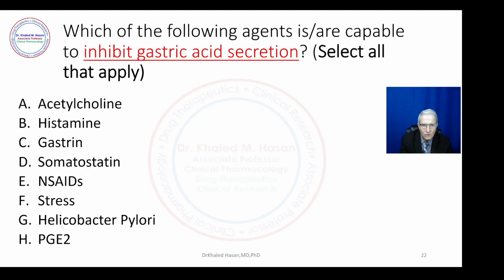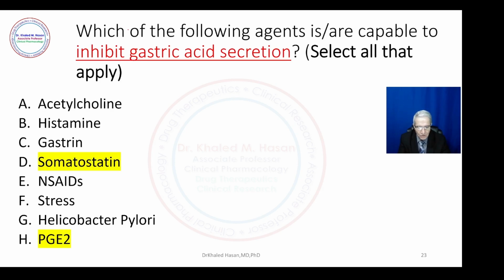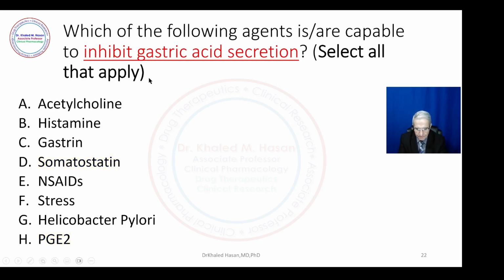Okay, we have a practice question: which of the following is or are capable of inhibiting gastric acid secretion? Select all that apply. We're looking for an agent or mediator, a local mediator or hormone, that inhibits gastric acid. I will start with the first one, yes or no. Acetylcholine inhibits gastric acid, yes or no? If you said no, you are correct. Histamine, no.